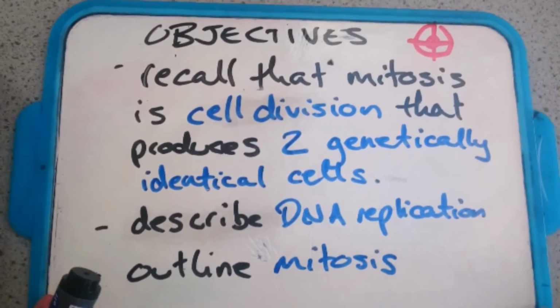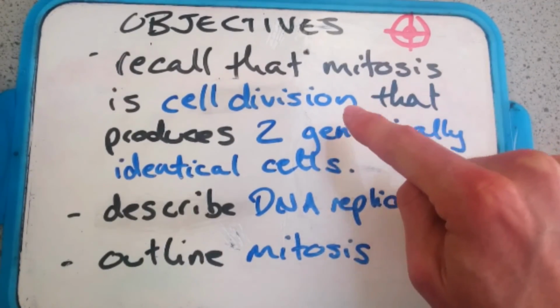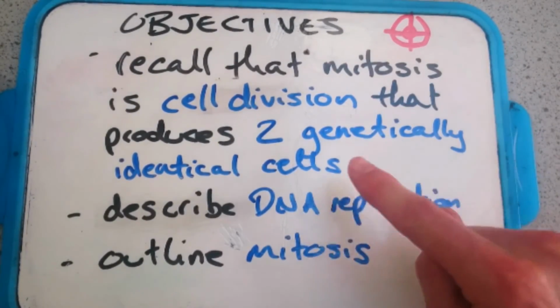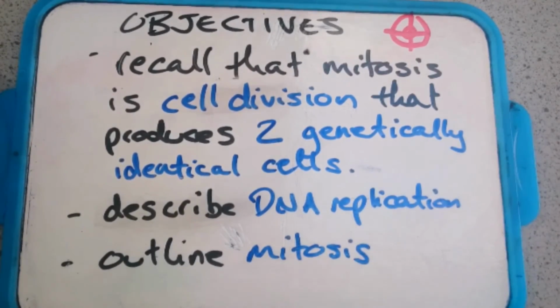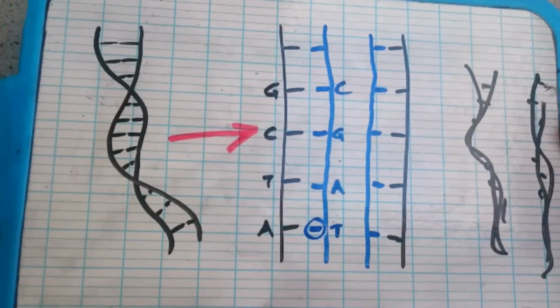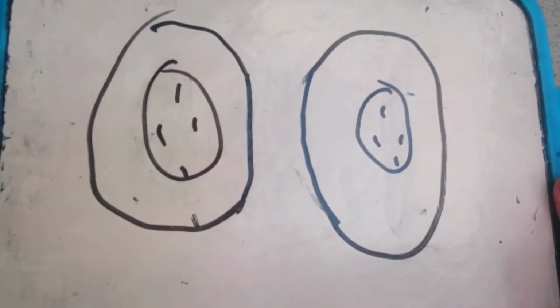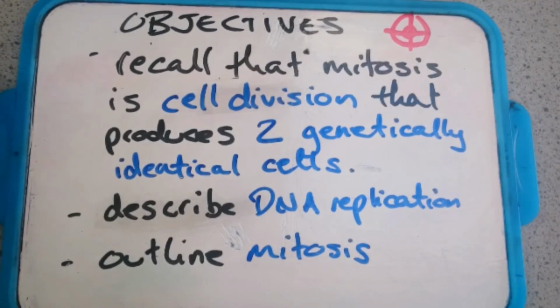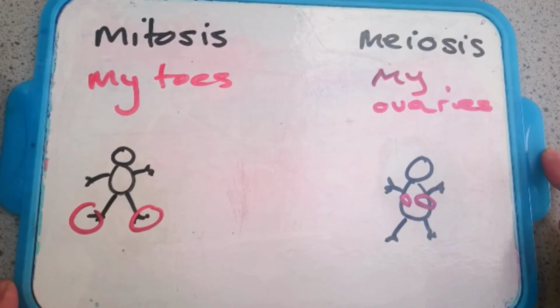Once again, these were my objectives, or your objectives. You should be able to remember that mitosis is cell division. It literally means that one cell divides into 2, producing 2 genetically identical cells. You should be able to describe DNA replication. Remember when I said that was this bit? And then you should be able to outline mitosis, which was when I showed you step by step, those bits. Alright, and the only other thing to remember, don't get it confused with meiosis. Mitosis is in my toes and the rest of my body. And meiosis is in my ovaries.